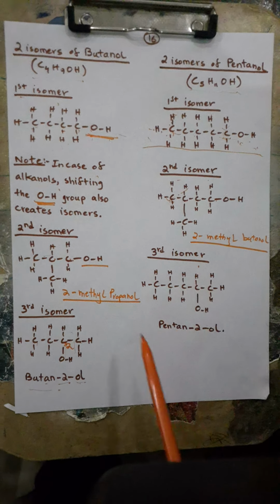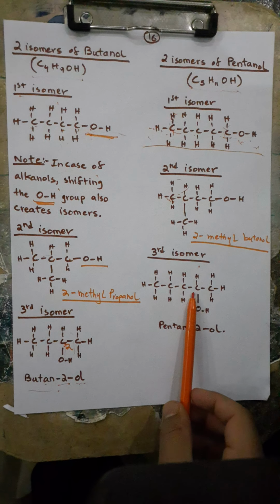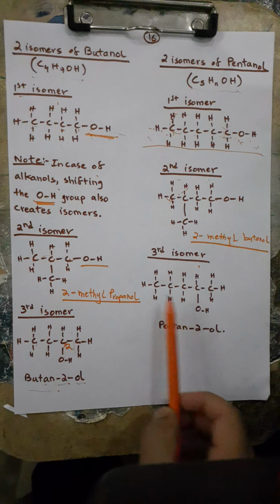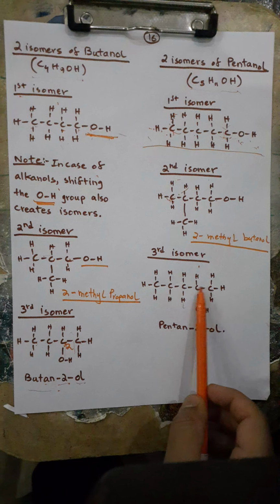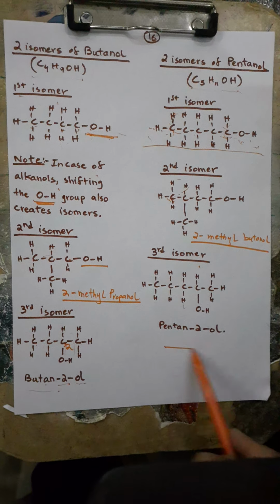Third isomer: we are attaching it to this carbon atom, and its number would be 1 2, so pentan-2-ol. Simple.